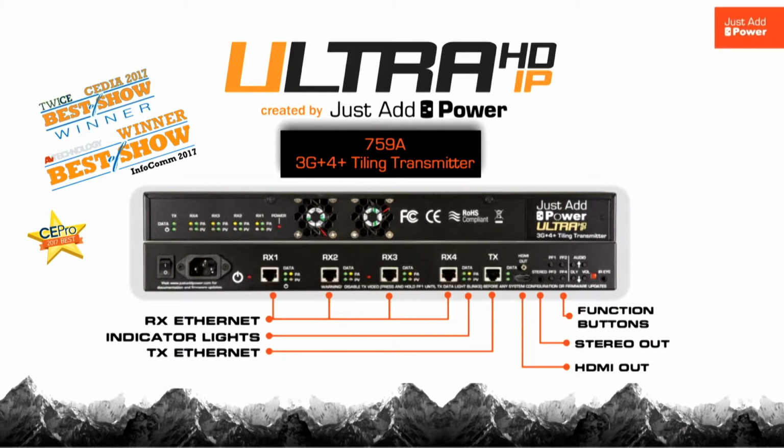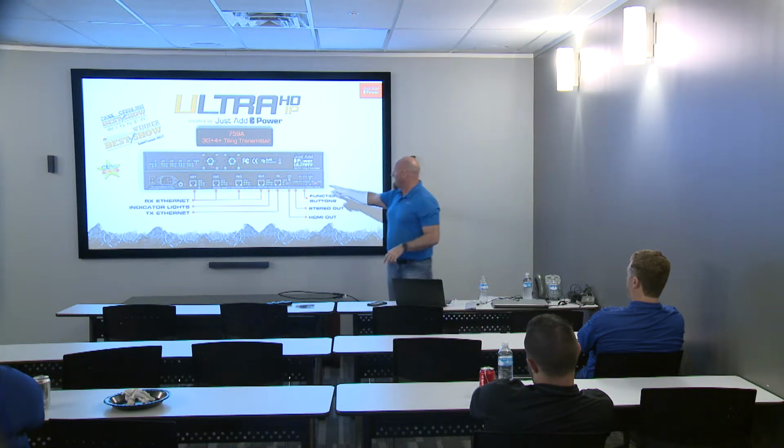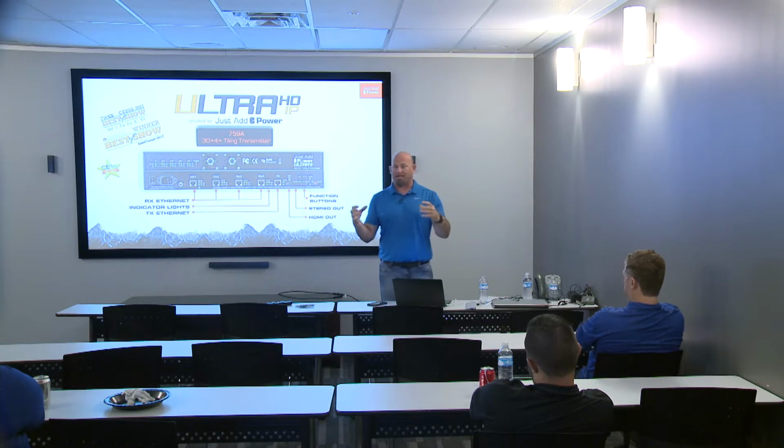So this is cool. This is the Tyler, the 3G plus 4 plus Tyler. This is essentially 4 virtual receivers and 1 transmitter connected to a tiling processor. What this allows us to do is take any of the sources that are on the Just Add Power system. Let's say you have 7 sources and you want to make a tiled image. The opposite of a video wall. We want to put multiple sources on one display. I can select any 4 of my sources, send them into the tiler, create a tiled image, and then output that as a source back on the system.